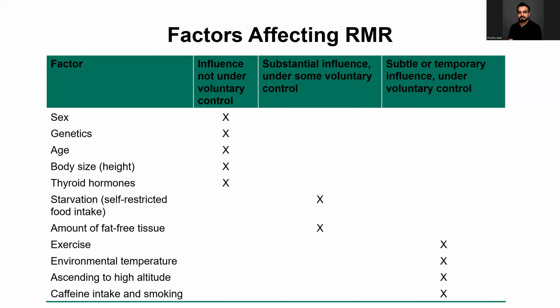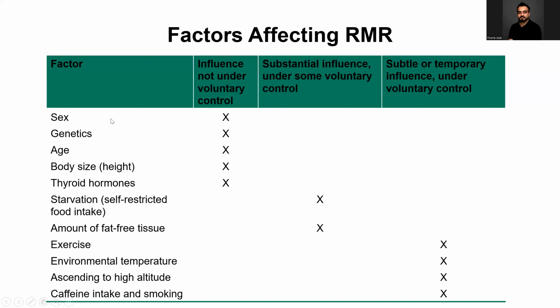Or ascending to high altitude, caffeine intake and smoking. These are also increasing the energy expenditure. And ascending to high altitude also increases the amount of energy expenditure. So we have body size, height, and there is a positive relationship between body size and the resting metabolic rate. There is an inverse relationship between age and resting metabolic rate.